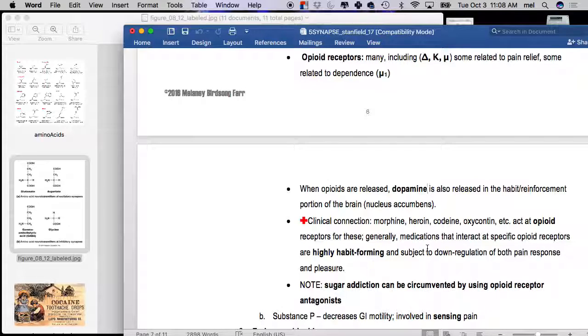So what kinds of drugs are we talking about? We're talking about codeine, OxyContin, Loratab, Percocet. All of those have opioids in them, and sometimes they have other analgesics in them too, like ibuprofen or acetaminophen. And morphine, there's a bunch of them.